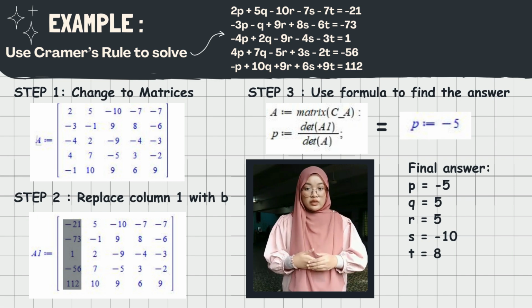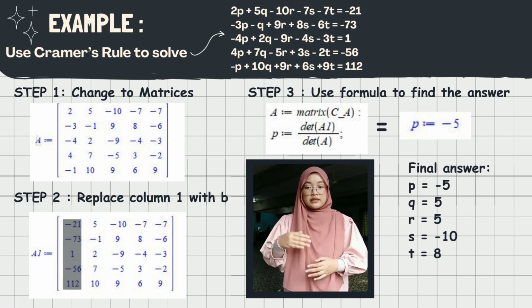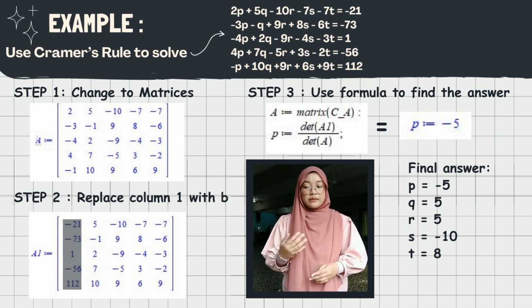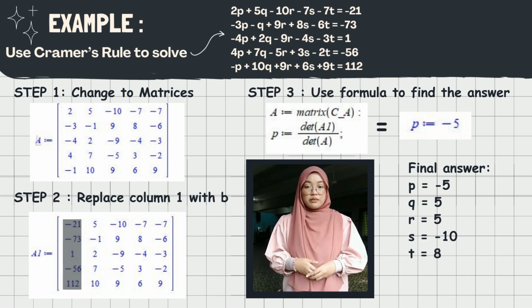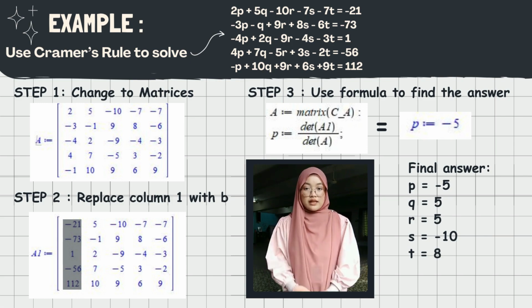So you need to repeat the same steps as I mentioned before. You need to repeat step 2 until step 3 but using a different column. Next, you need to repeat step 2 by replacing column 2 with B, and the next, you have to replace column 3 and so on. So that's how we get the answer.